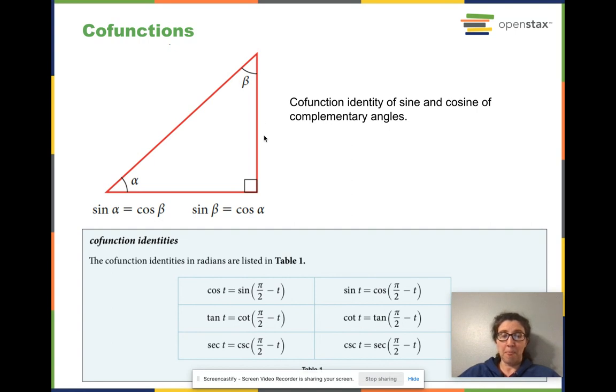All right, so let's think about this. Here's this table, cofunction identities. Here's cosine and sine. They are cofunctions of each other. Cosine is the same as sine of pi halves minus t, right? And here we're using t instead of alpha. This could be alpha.